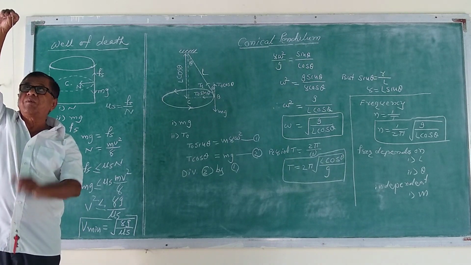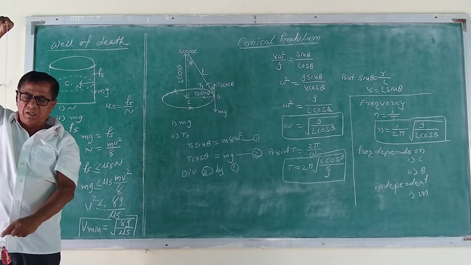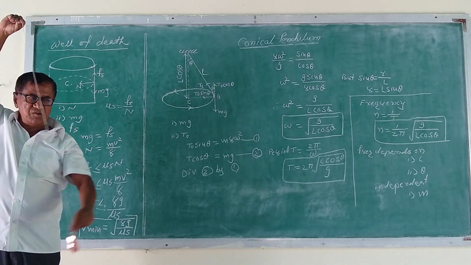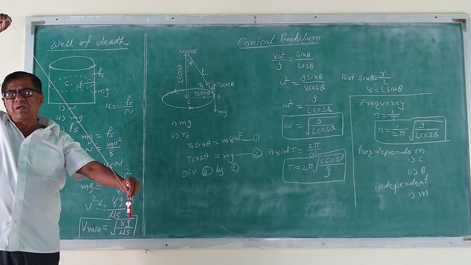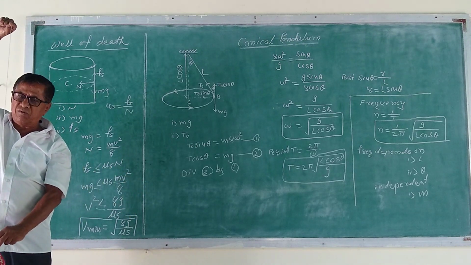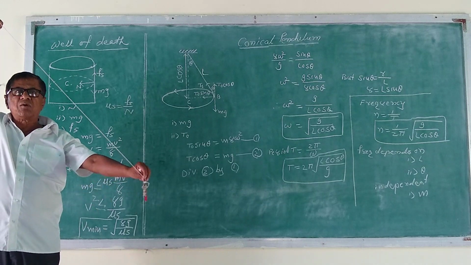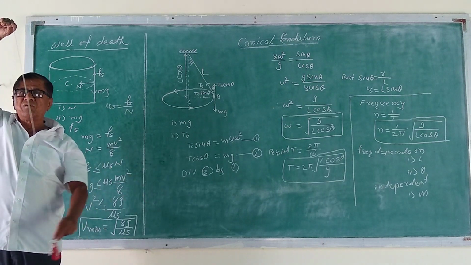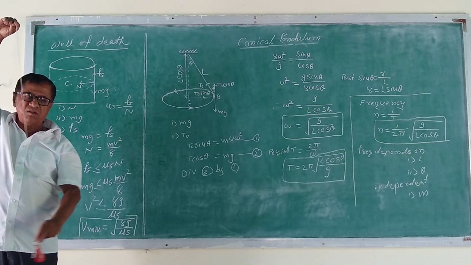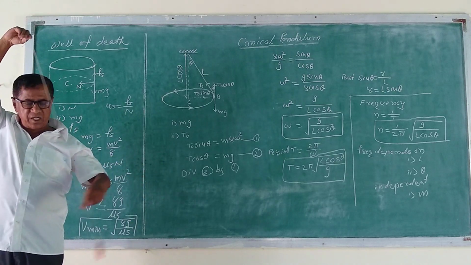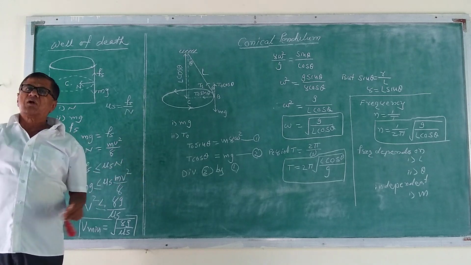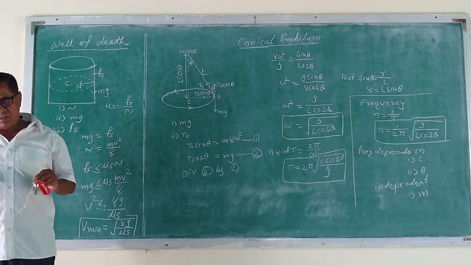Now for the simple pendulum, the length of the string, then the bob comes to this position, that is called the amplitude, the maximum displacement of the particle from the mean position. This is the mean position. This one is called the amplitude. Now in this case, one oscillation is taken as: suppose the particle moves from this point, comes to this point, and again comes to this point, that is called one oscillation.